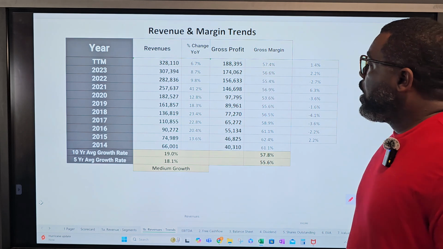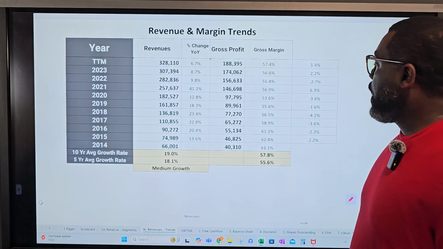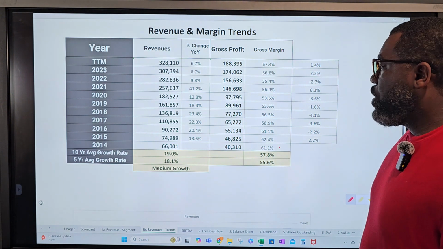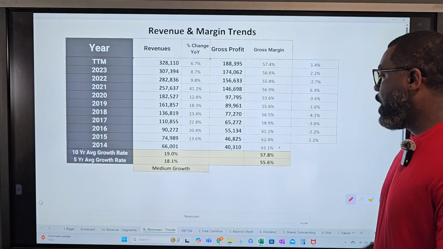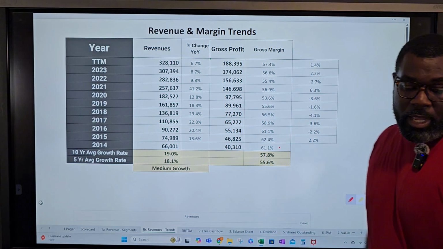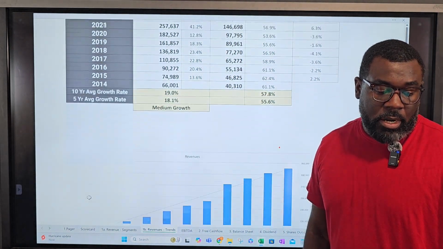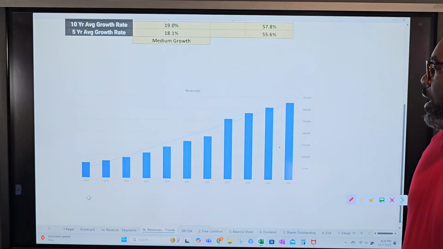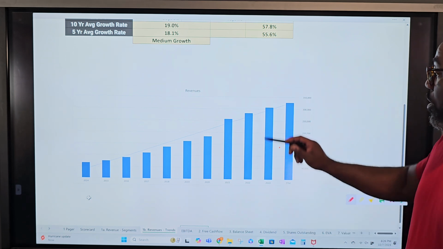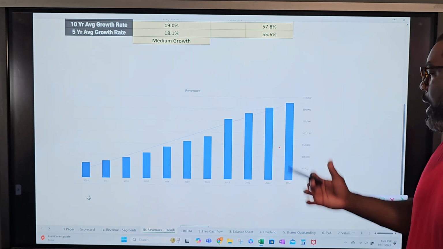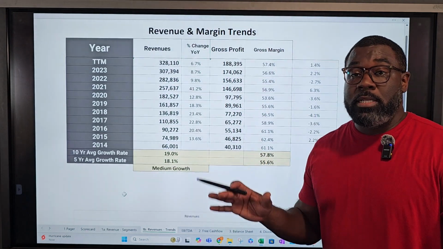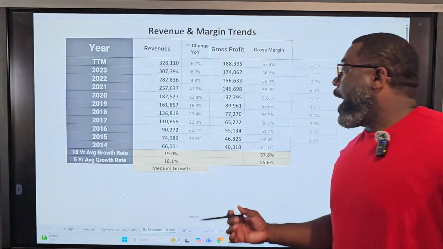Solid growth, with no years of losing any revenue, consistently going up. Gross margins are pretty consistent. They were a little bit higher in 2014, now they're at 57%, and over the last 10 years they averaged about 57.8%. Here's a visual of the revenue growth. We see the trend line going pretty steep, with a big jump in 2021 and continuing to climb. Growth is slowing a little bit, but it's still growing at a pretty solid rate. Now, the big question is, are they going to continue to grow at these rates?